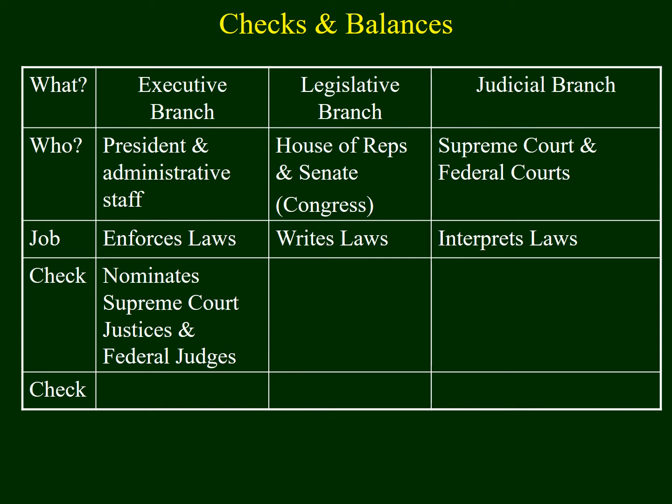I'd like to identify a few checks or ways in which each of the branches can influence or control the actions of the others if one of them seems to be getting out of hand. One way that the president checks the actions of the judicial branch is that if there's a vacancy in the Supreme Court or for a federal judge position, it's the sole power of the president to nominate someone to fill one of those vacancies.